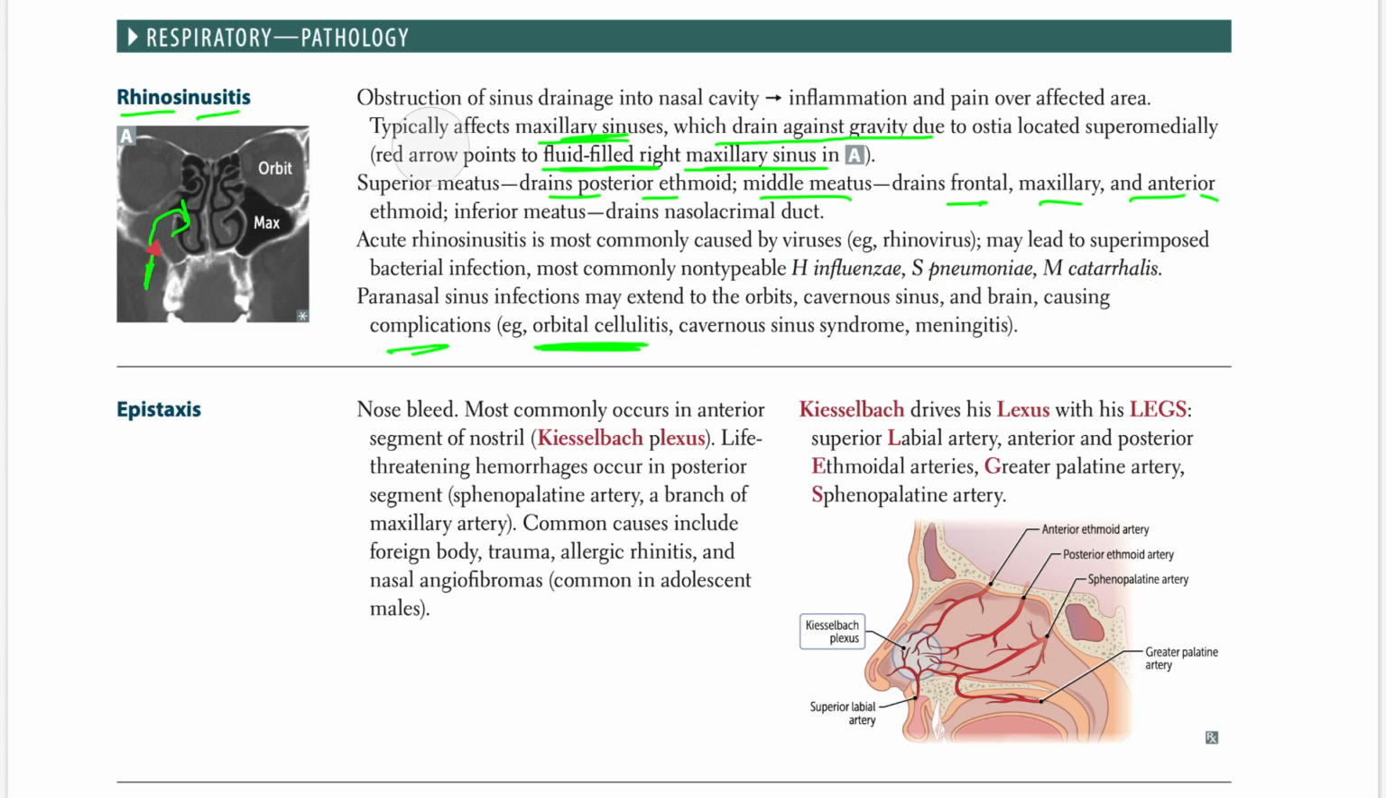So all they're saying is simple. Two infections here. Most common is your maxillary, important thing. Second thing they're saying is acute sinusitis could be caused by these viruses or could be caused by some bacterial infections, which are right there to memorize. Paranasal sinus infections could extend, because it's paranasal, into the cavernous sinus and cause complications in the brain.